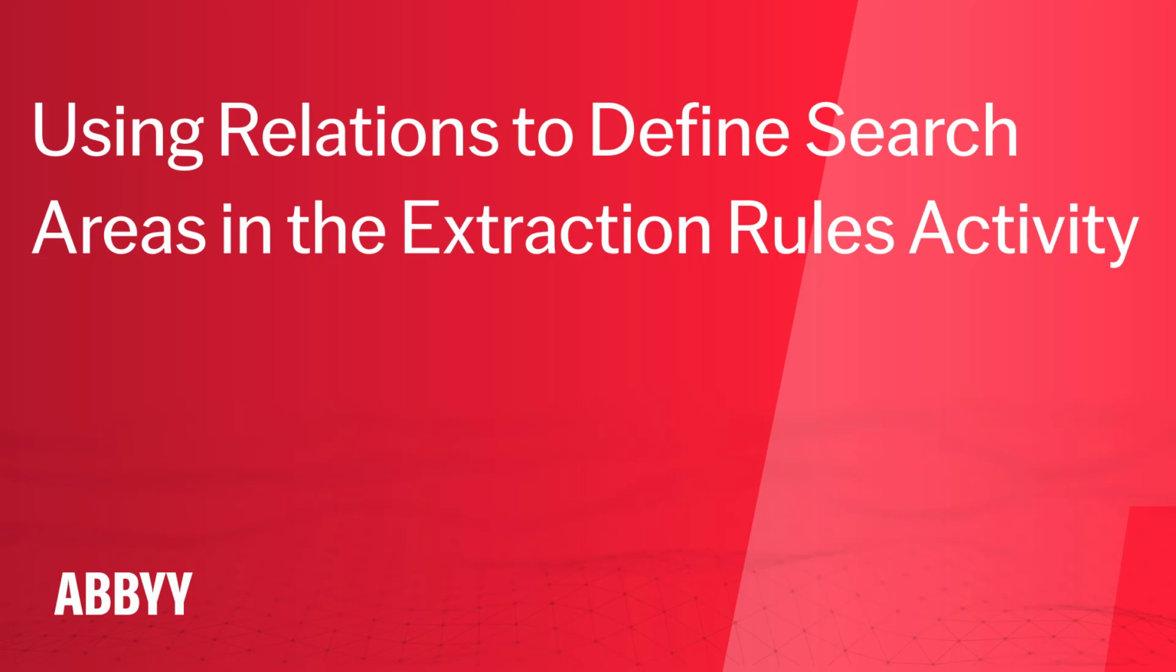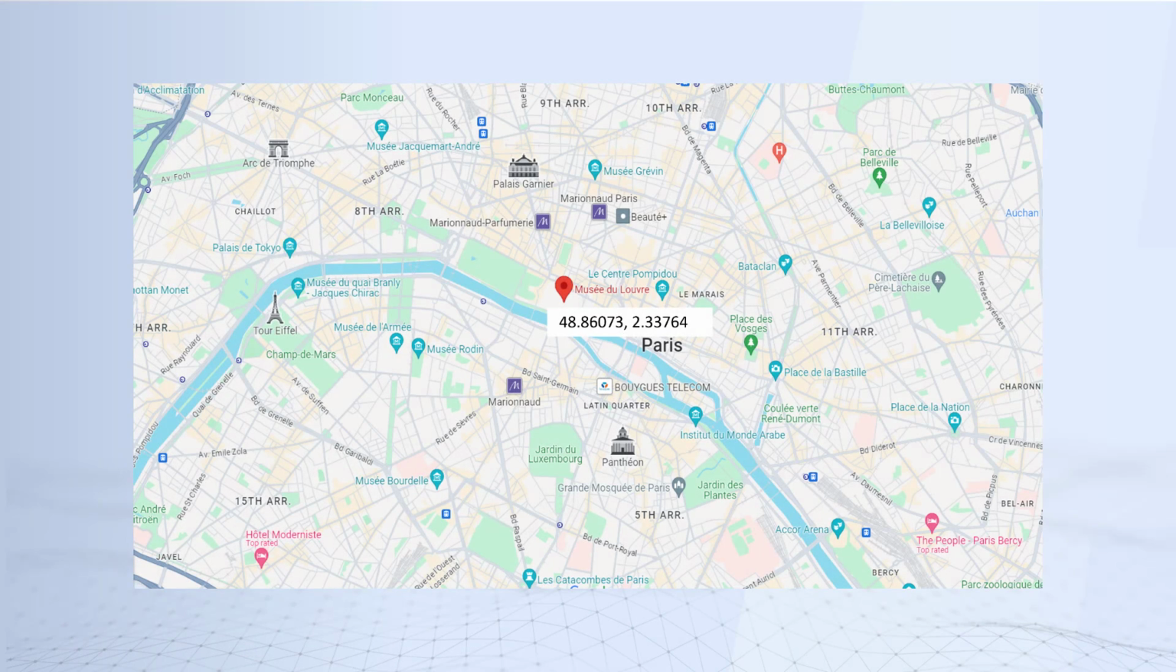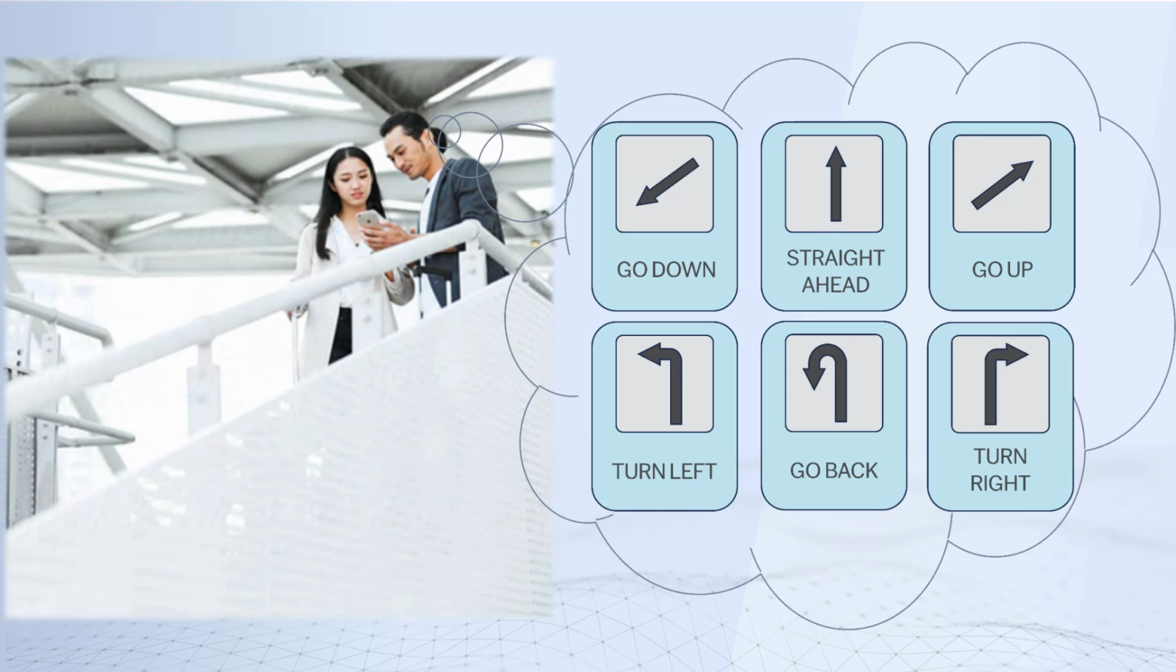In the process of creating data search algorithms, we have two methods at our disposal for defining search areas. The first is absolute coordinates. This method involves specifying the search area's exact fixed coordinates. The second is relations to found elements. The focus here is on leveraging relations to elements that have already been identified. Let's dive deeper into the second method.